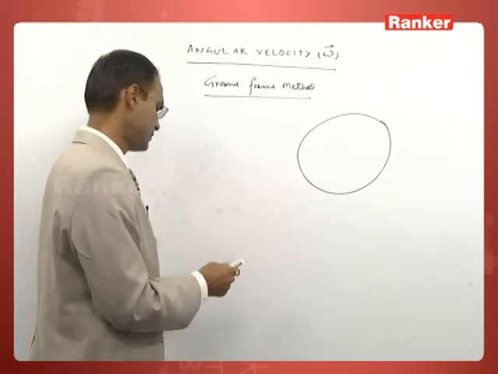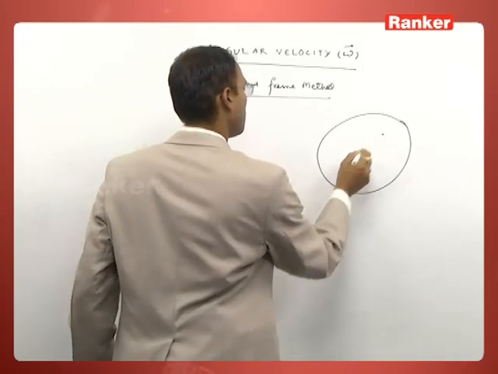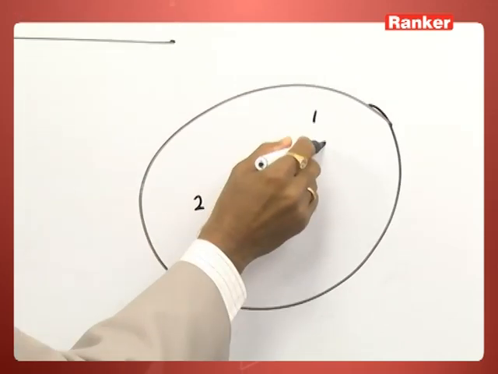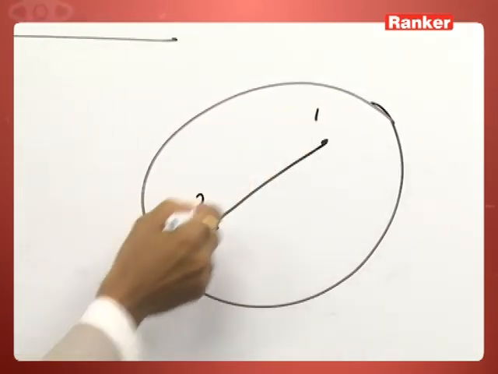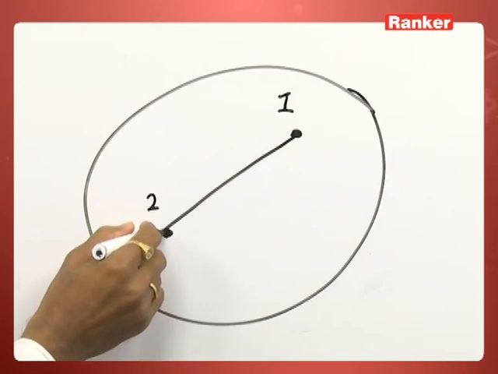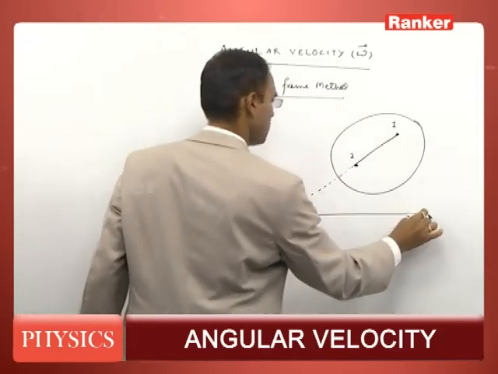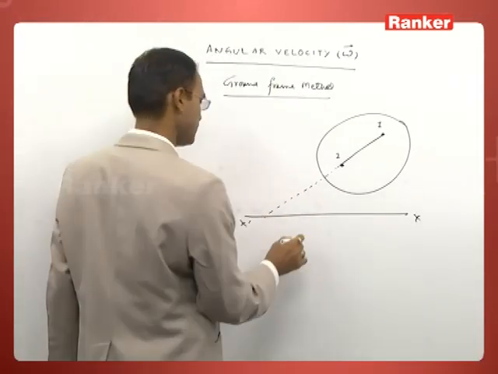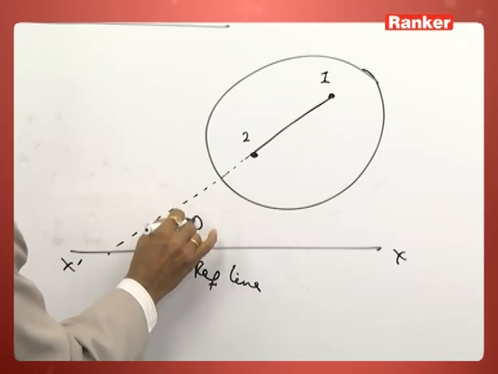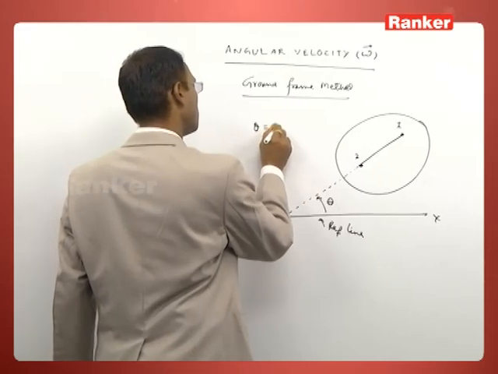With respect to the ground, we calculate the angle made by the straight line drawn inside the rigid body between these 2 points with respect to the fixed reference line. Let it be theta. So, your theta is called the angular position.